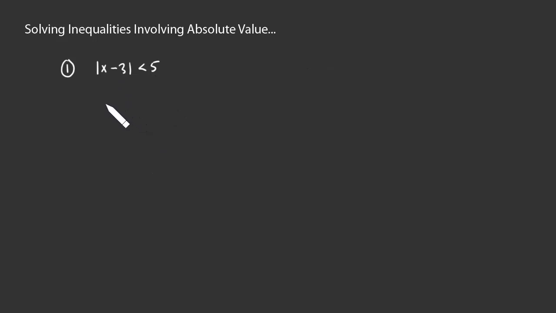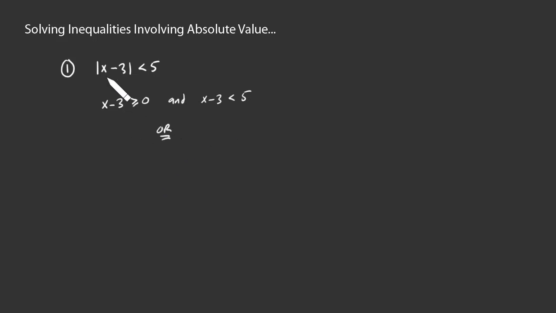Either what's inside the absolute value is positive. Of course, that's the same thing as saying it's greater than 0. And actually, we can lump in 0 itself in this particular situation. Either what's inside the absolute value is positive or 0, in which case the absolute value has no effect, which means I can write x minus 3 is less than 5.